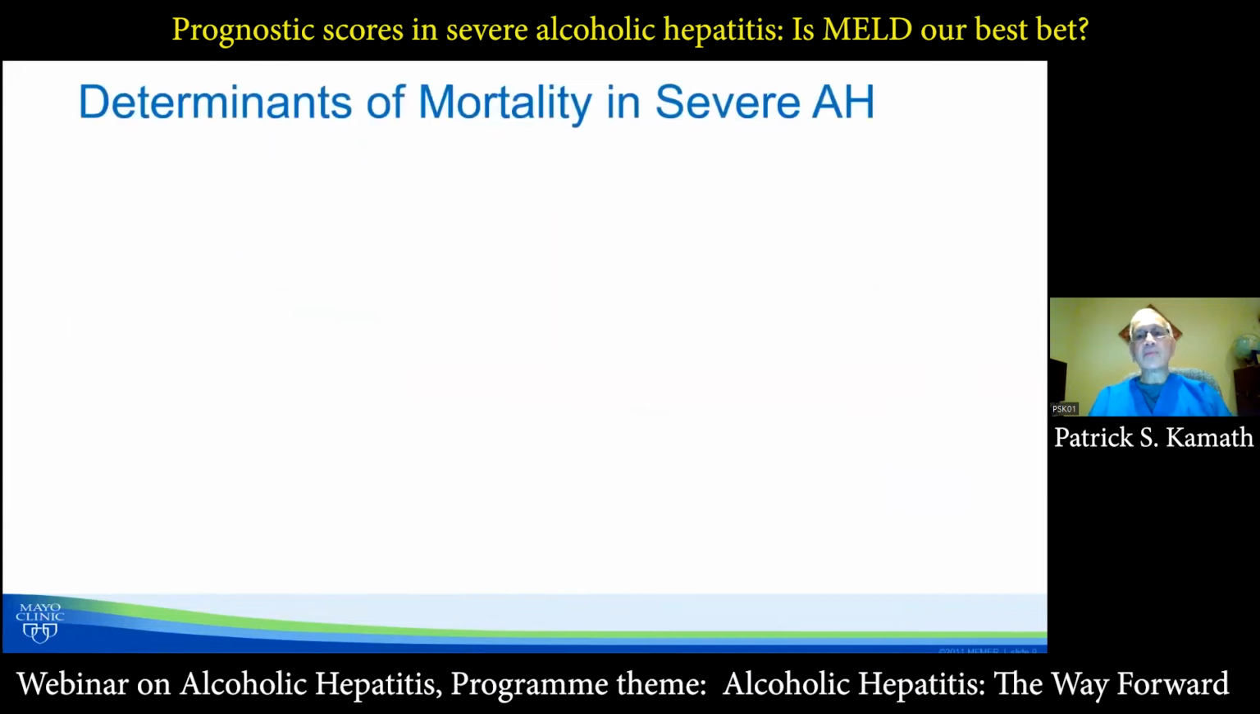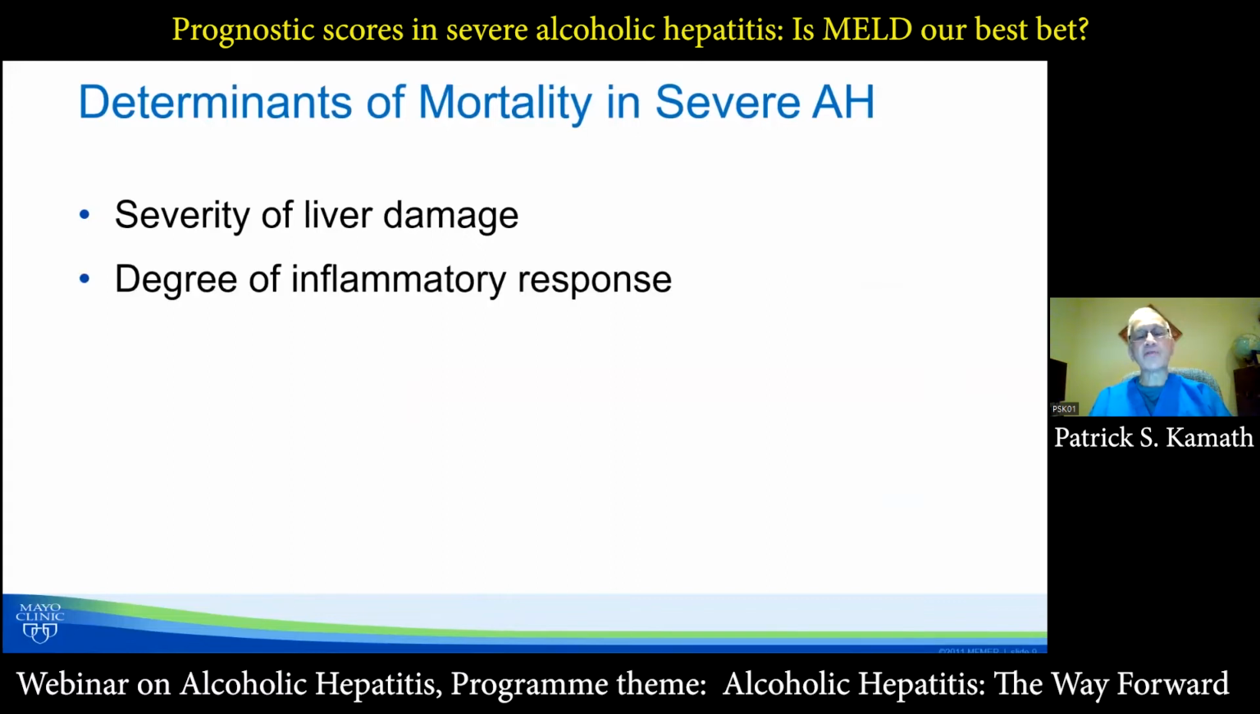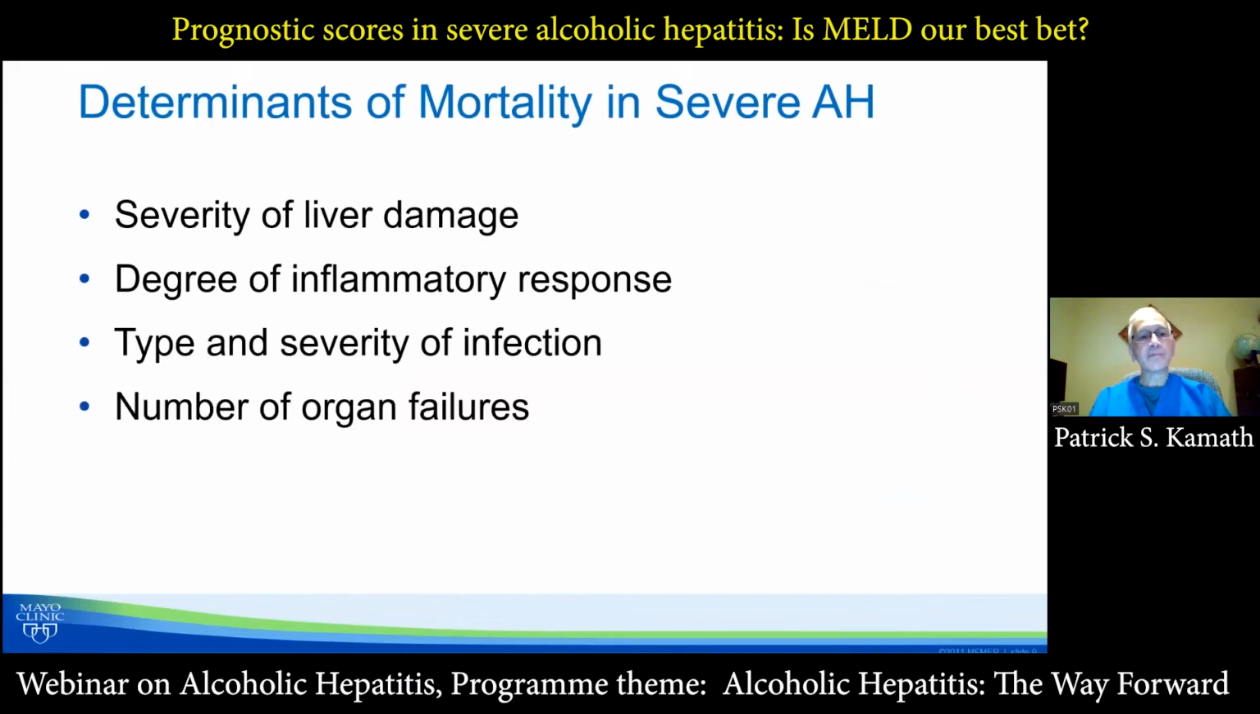So really the determinants of mortality in severe AH are not just the severity of liver damage, it's also the degree of inflammatory response, type and severity of infection, number of organ failures, and the availability of effective treatment, and all these will impact survival.